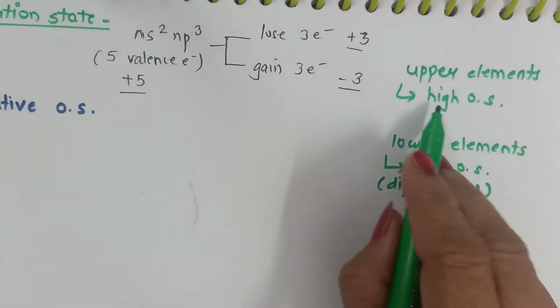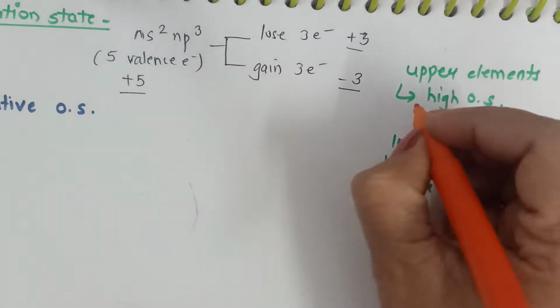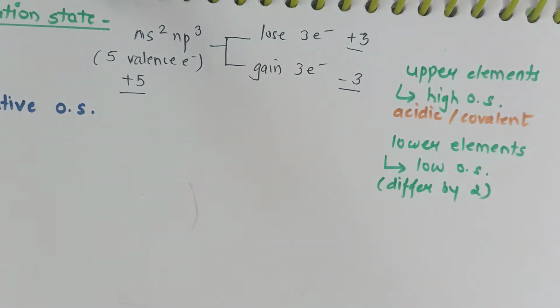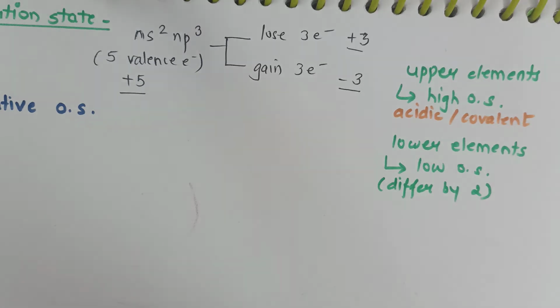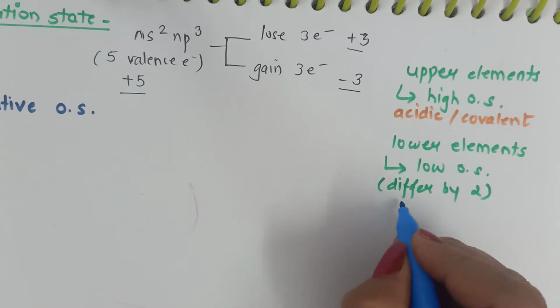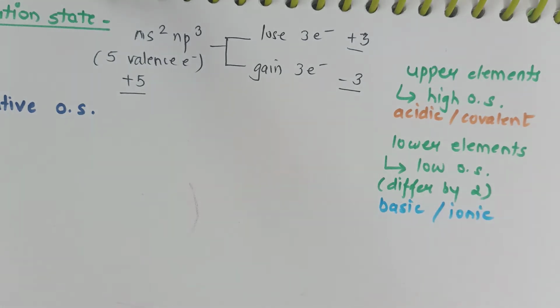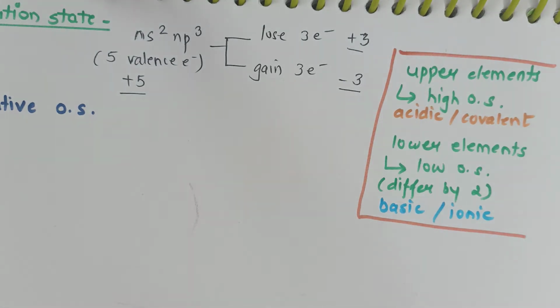Now, if any element goes for a higher oxidation state, the compound formed in that case will be acidic in nature and it will be covalent. Whereas, if the element of any group from P block goes for a lower oxidation state, in that case the compound formed will be basic in nature and it will be ionic. Now you have to remember this whole trick. It will be applicable to all the groups of P block and all the oxidation states.